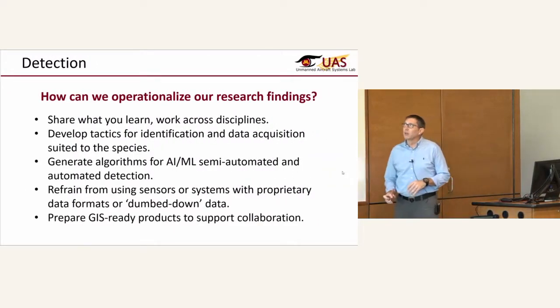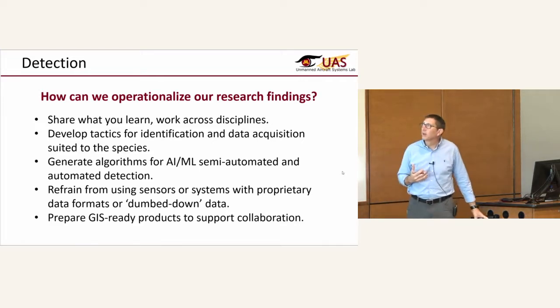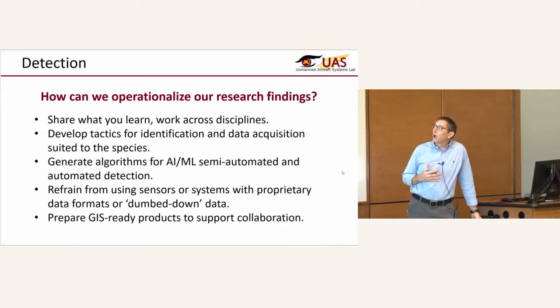Okay, so detection. Like I said, how can we operationalize these findings? Well, one way is that we can spread the word. And again, Tina mentioned the importance of interdisciplinary work. So we have to share what we learn and work across disciplines. I know sometimes this can be difficult in academia. People like to protect their rice bowl often, but it just works better for everyone if we can share our knowledge. Again, develop those tactics that are suited to the species to detect it, and automation.